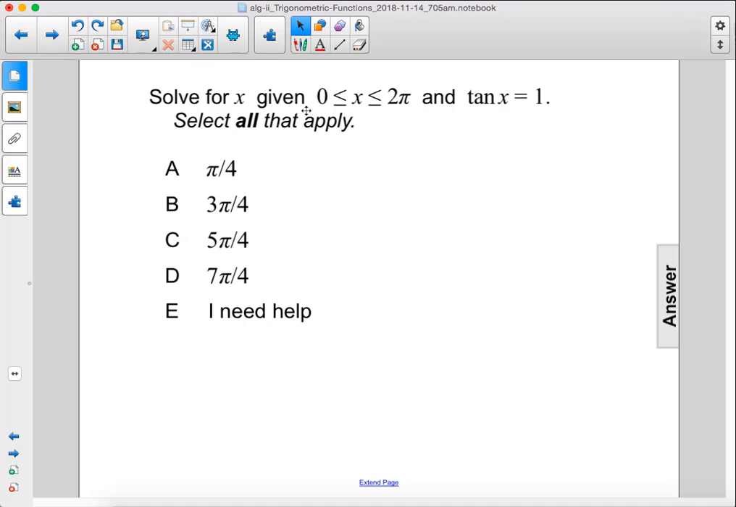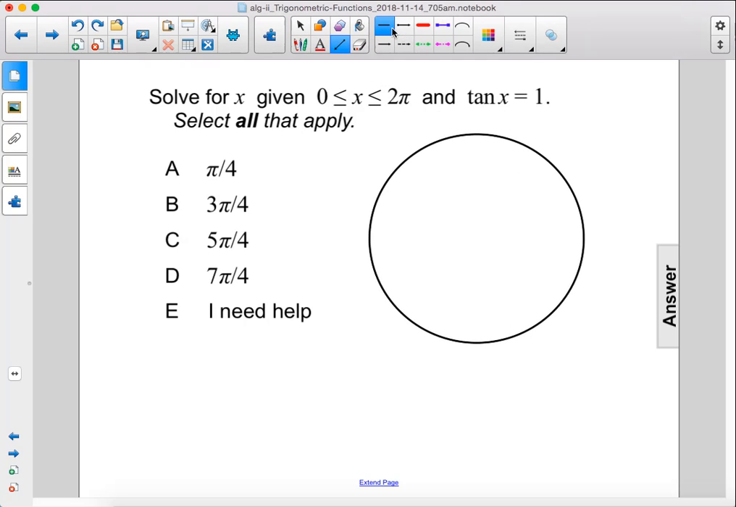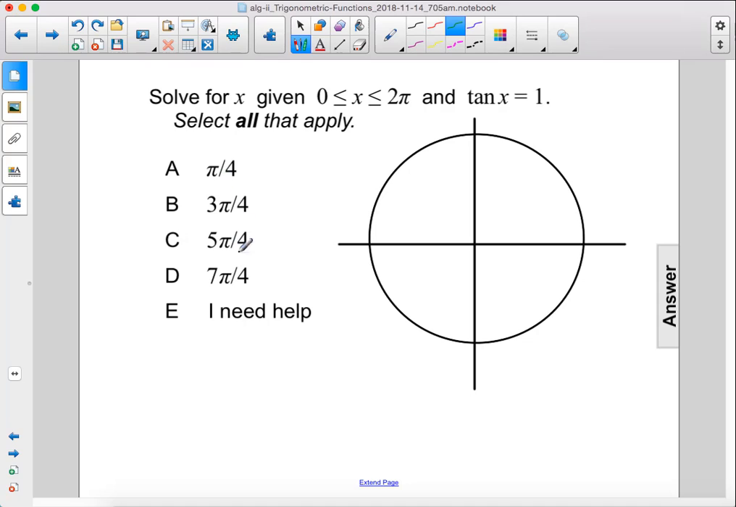Solve for x given that x is between 0 and 2 pi and tan x equals 1. Select all that apply. Let's draw our unit circle. Okay, there's a circle, and we will draw some lines through it. That looks pretty good. Okay, so let's divide this circle up into fourths.